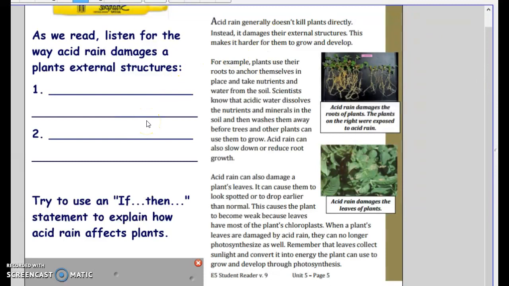So check your worksheet, because I think it's going to ask you to do some of these same things as well. When you get to this part, to try to use an if-then statement, right, to explain how acid rain affects plants, I want you to think about if this happens, then what happens, okay?